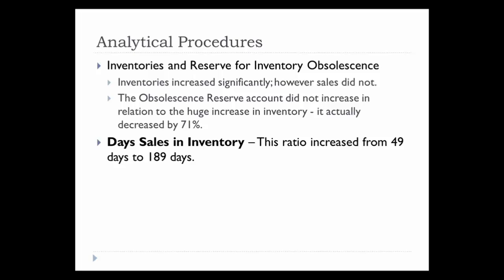The obsolescence reserve did not increase in relation to the huge increase in inventory. In fact, the obsolescence reserve decreased by 71%. That relationship doesn't make sense given the fact that when we compute the day sales in inventory, we see that inventory goes from 49 days to 189 days. Right? Those are huge red flags of potential problems.